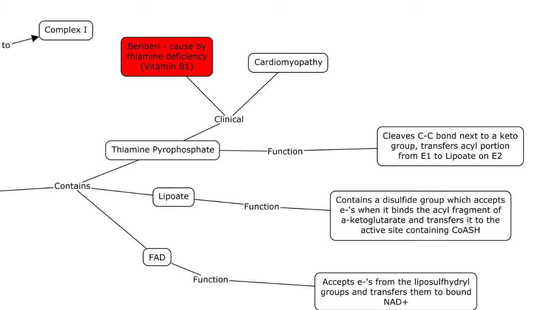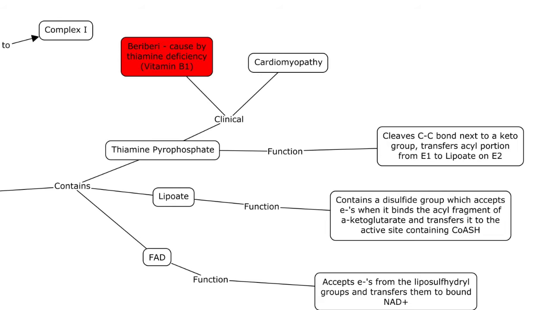And then the lipoate contains a disulfide group which accepts the electrons when it binds the acyl fragment of the alpha-ketoglutarate and transfers it to the active site containing CoASH. Then FAD accepts electrons from the lipoyl sulfhydryl group and transfers them to bound NAD+. Now I'll go ahead and mention now that FAD stands for flavin adenine dinucleotide. And you see we've been making all these NADHs. We'll see FAD a little bit later on, but since it's part of the complex here, I'll go ahead and mention it.